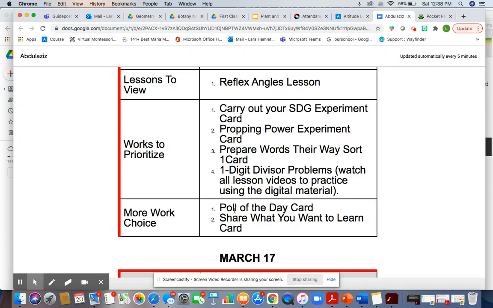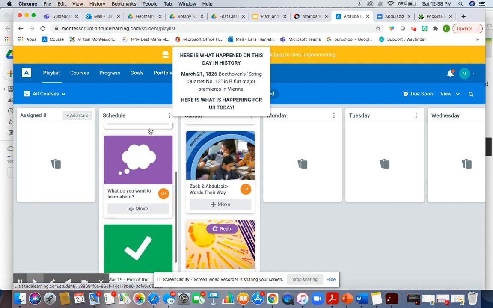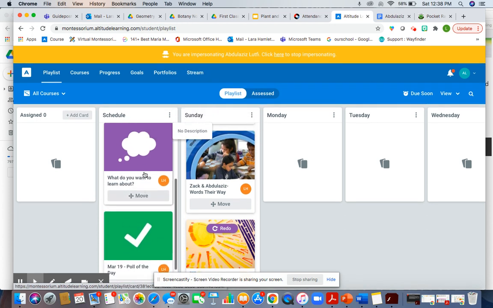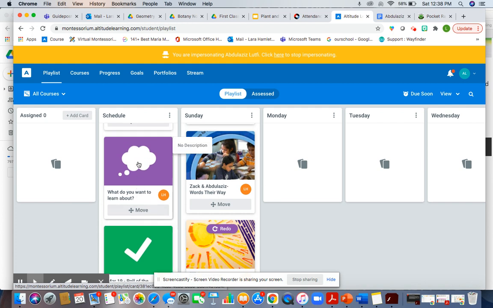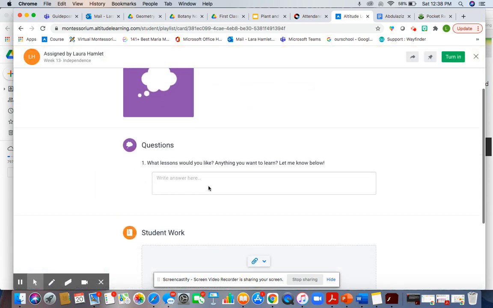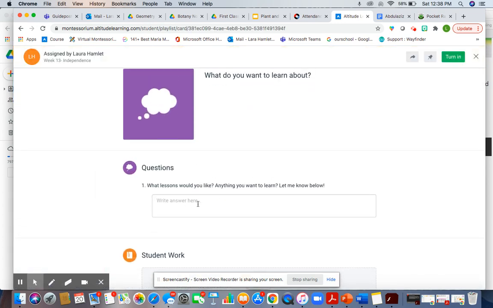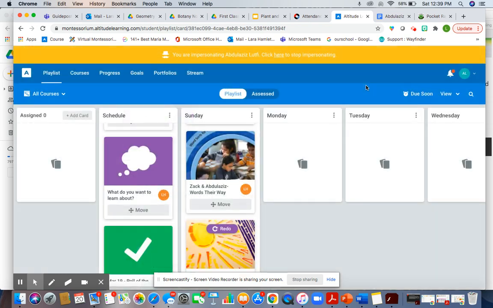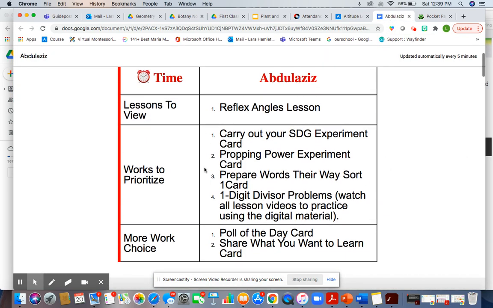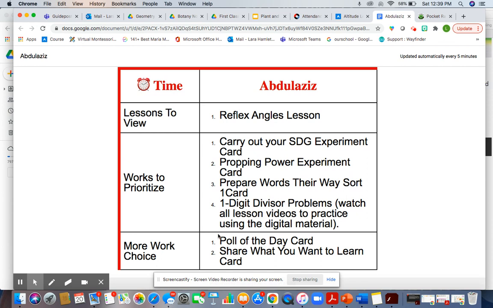Last but not least in our work journal, we can see that we have a poll of the day and another card to share what we want to learn. These work choices are here under your schedule. These are weekly works that you'll always get. The poll of the day you know about. And then, if you want to share with me something that you're curious about learning or a lesson that you need, you can use the What Do You Want to Learn About card here. It's one simple question. What lessons would you like? And what would you want to learn? If you have something you want to share with me, feel free to type it in the box there and turn in the card. That completes your entire work journal for Sunday.